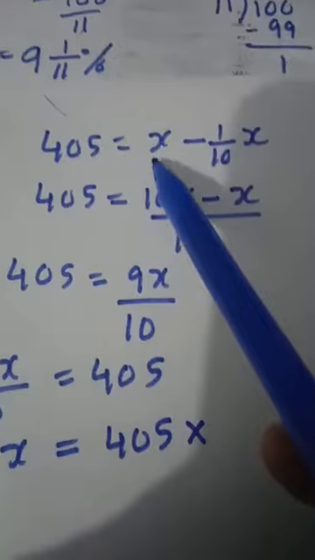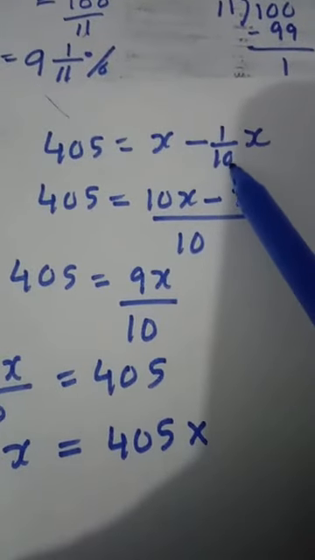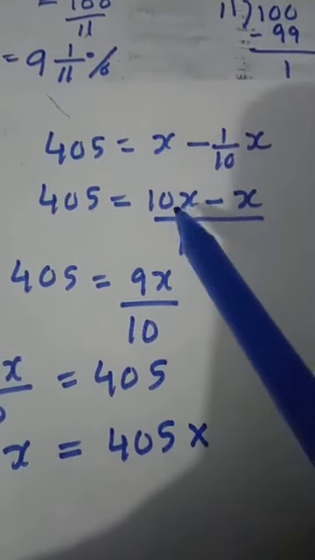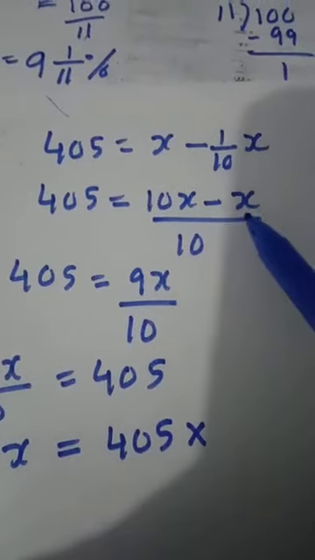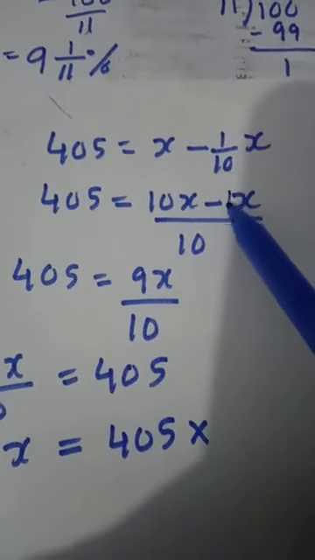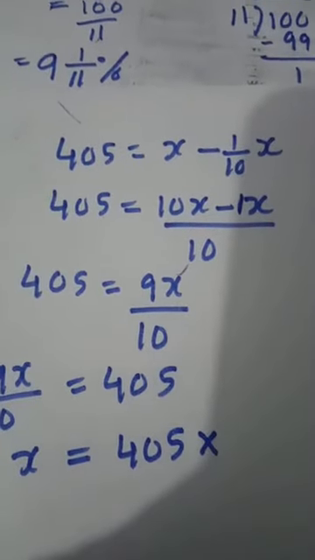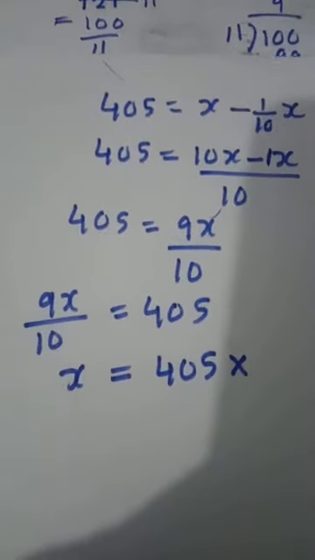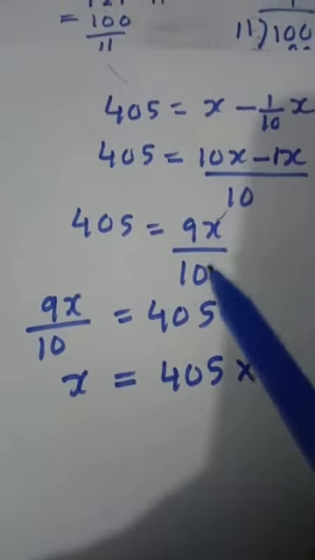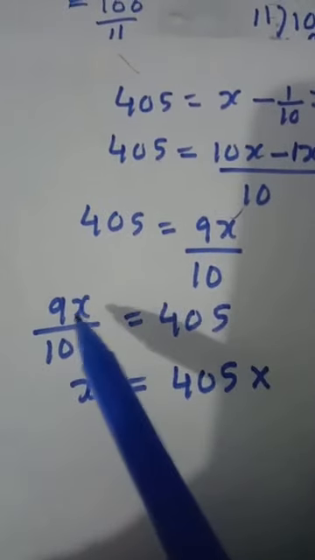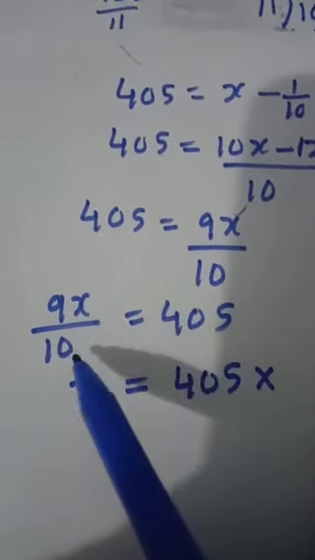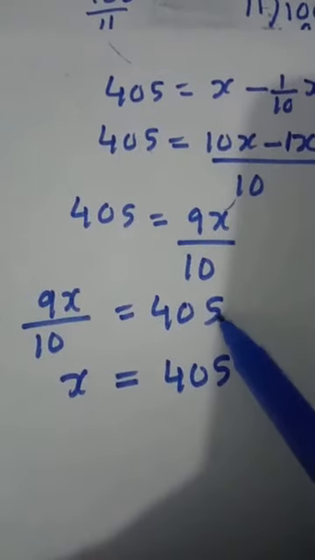Here x means x by 1, and the denominator is 10, so cross multiply. 10 into x is 10x, minus 1x. 10x minus 1x is 9x, so 9x by 10. 405 is equal to 9x by 10. Now I am going to write 9x by 10 first: 9x by 10 is equal to 405.